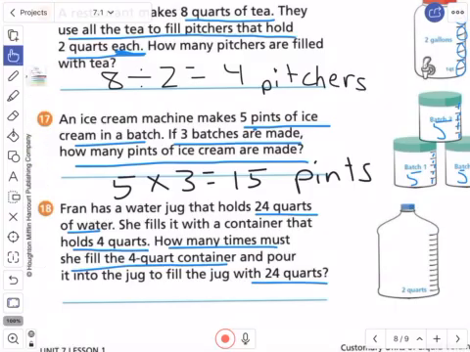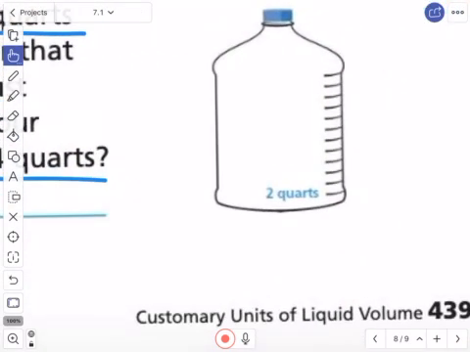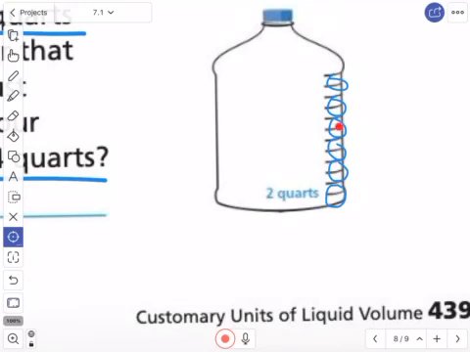And number 18. Fran has a water jug that holds 24 quarts of water. She fills it with a container that holds 4 quarts. How many times must she fill the 4 quart to fill up the whole 24? Now, over here, it counts by 2s again. So I'm going to do that kind of looping. Because she uses a smaller container that can hold 4. So that would be 4 right there. Because it's 2, 4 again, 2, 4 again, 2, 4 again, 2, 4 again, 2, 4 again. Let's see how many times that would be. 1, 2, 3, 4, 5, 6.